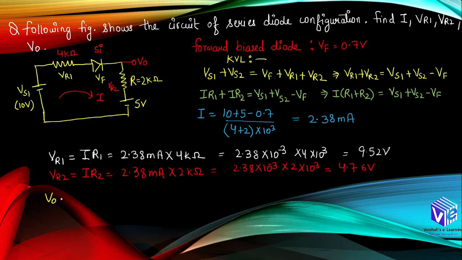V out would be VR2 minus VS2. So this is how we can calculate the V naught. For V naught we are taking the VR2, and if I subtract VS2 from VR2 I will be getting the V naught, right? So it will be equal to VR2 we have calculated, which is 4.76 volt, minus what is VS2? VS2 is minus 5. So we take 4.76 volt minus 5 volt, which will be equal to minus 0.24 volts. So this is how we have completed question number 1.